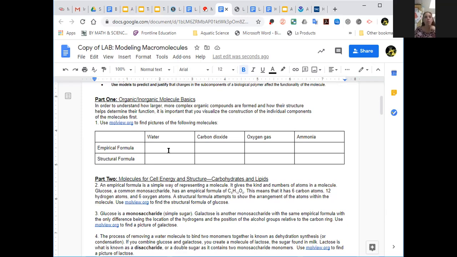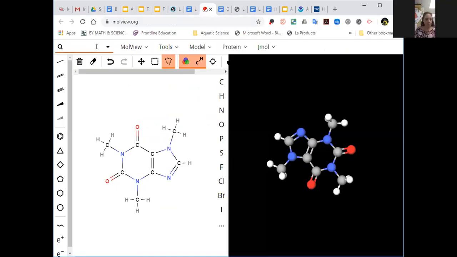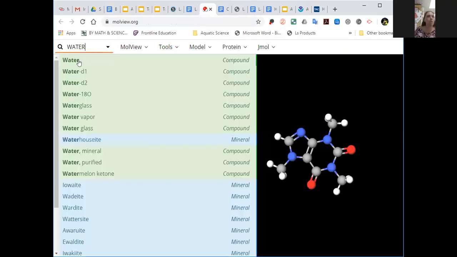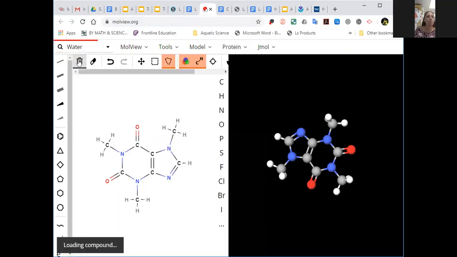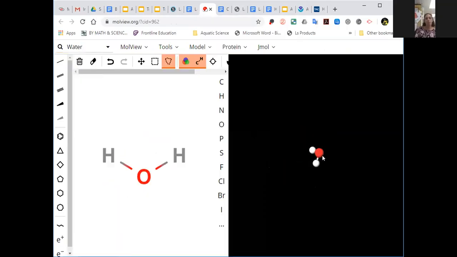Part one, you're going to look at different organic and inorganic molecules. We're going to have to write in the empirical formula and then show the structural formula. So our first one is water, and we'll use this to practice. I'll just search for water, and here it is. And we can see we've got a little 3D molecule here. And then this right here is our structural formula.